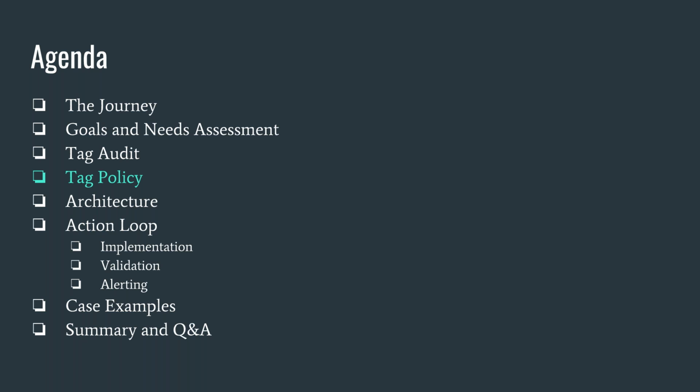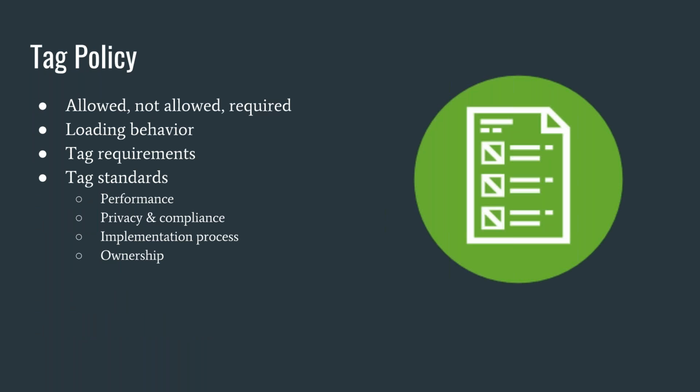Now, the tag policy stage is more around the high-level definitions for our standards. We'll get into the more granular requirements for data being captured a little bit more in the architecture. But at a high level, for our tag policy, we need to define what is allowed, what is not allowed, and what is required.